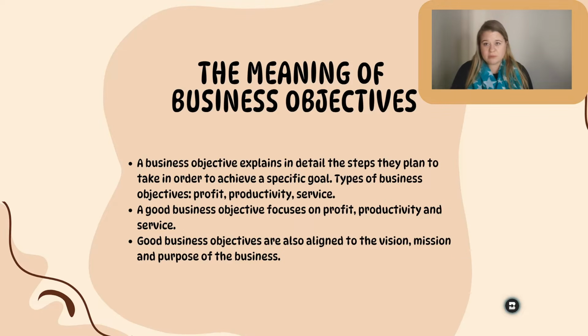So, the meaning of business objectives. We did this at the beginning of the term. Remember, I'll give you a little quiz time. Which chapter do you think? And if you guessed microenvironment, then you are correct. A business objective explains in detail the steps that we need to plan in order to achieve our specific goal. The types of business objectives can be for profitability, productivity, and service.